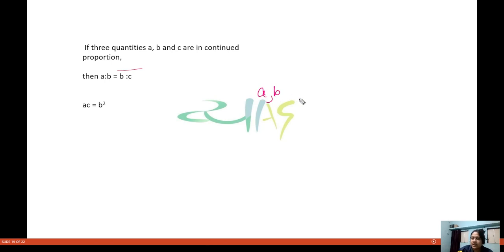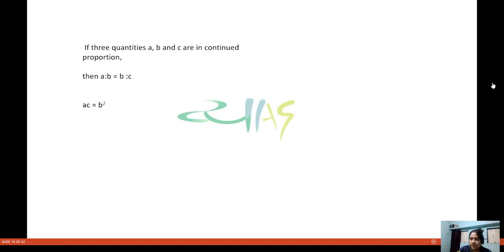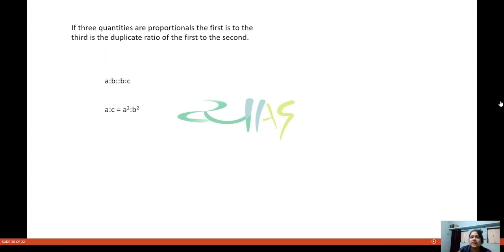Now see, this statement is a little bit complex, but let us understand what it is saying. It is saying that if three quantities are proportional, which three quantities? A, B, C. If these are in proportion, then the first to the third is the duplicate ratio of the first to the second. The first to the third is A by C, is the duplicate ratio of the first to the second, so that means A square by B square. This is what it means. So I hope now you are clear with this complex statement as well.